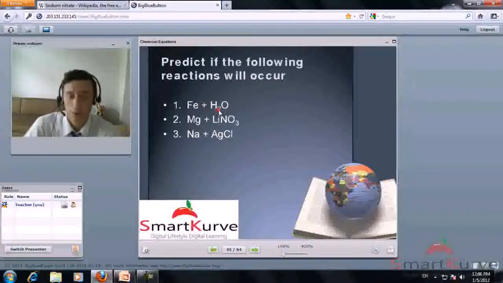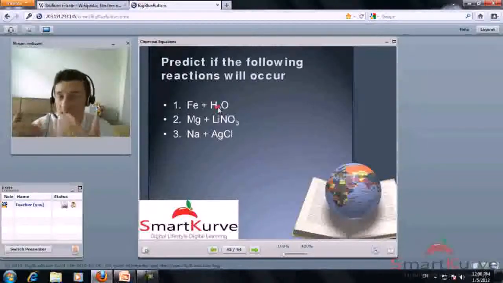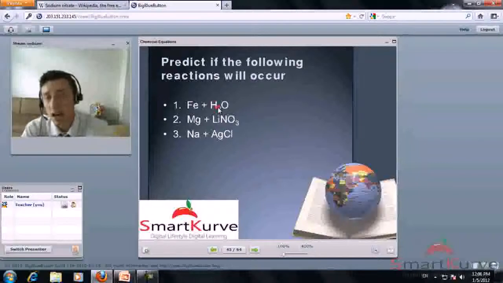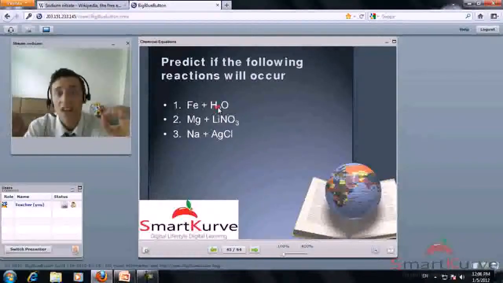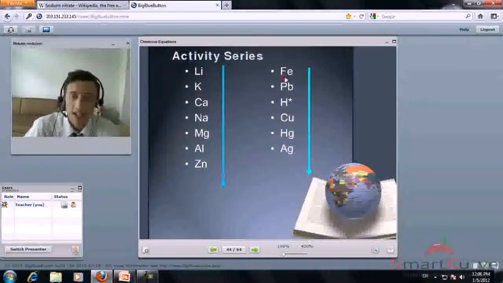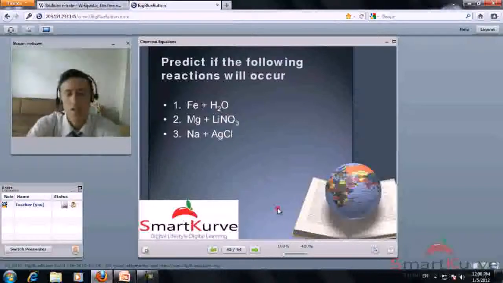Iron will replace hydrogen. We'll get the compound iron oxide, which is rust. Most of you are familiar with this. If you take something that is made of iron and you let it get wet and you let it sit there, it will get rusty. This is because the oxygen is leaving the hydrogen to be with the iron. The iron is replacing the hydrogen because it is higher in the activity series. It is more reactive than hydrogen.